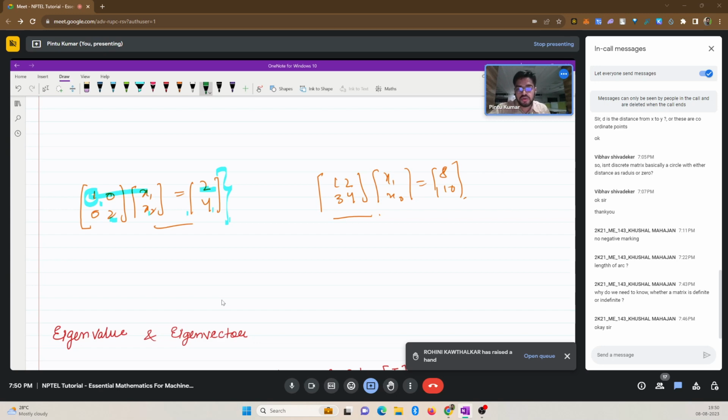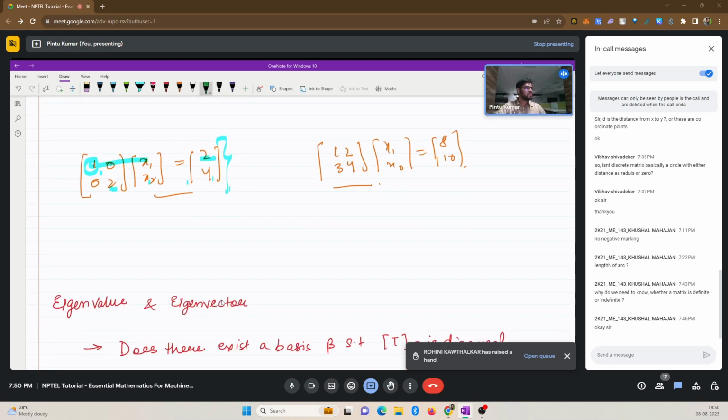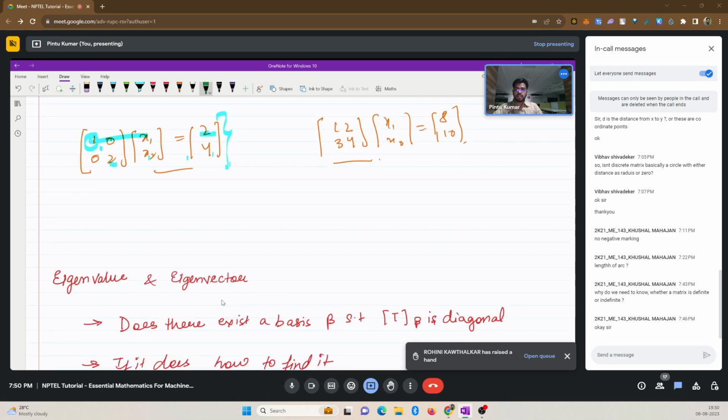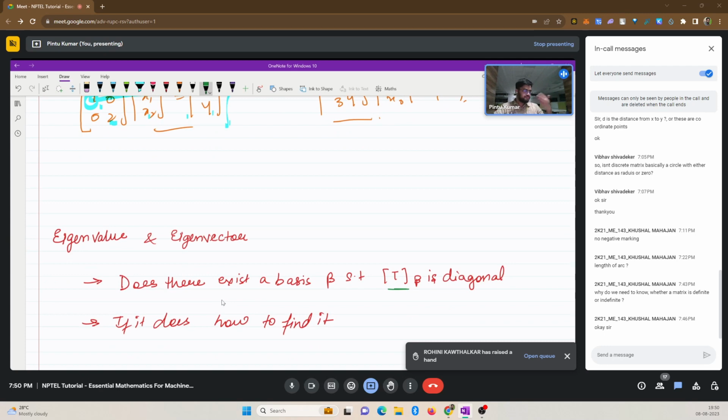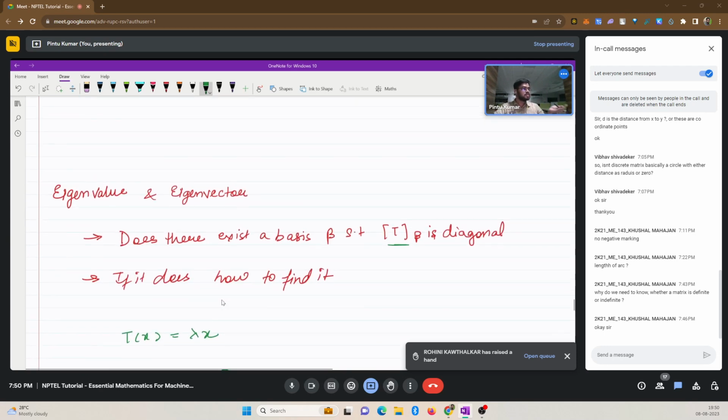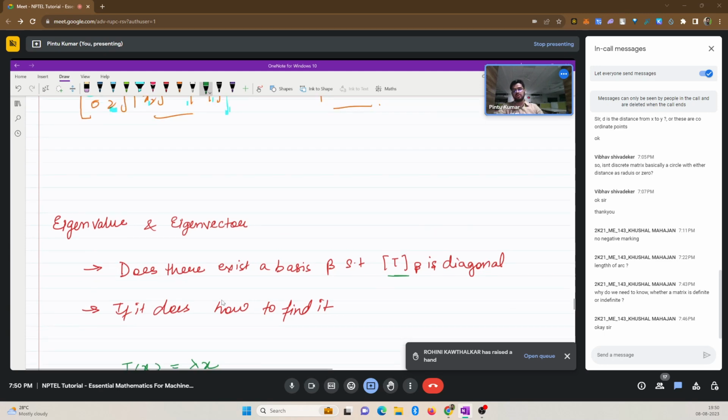Okay, so the answer is, it is not possible for every transformation. It is possible for some transformation and it is not possible for some transformation. So what we want is that our T of beta is a diagonal matrix, and if that kind of matrix exists, how do we find it? Now let's say your T was a map from V to V.